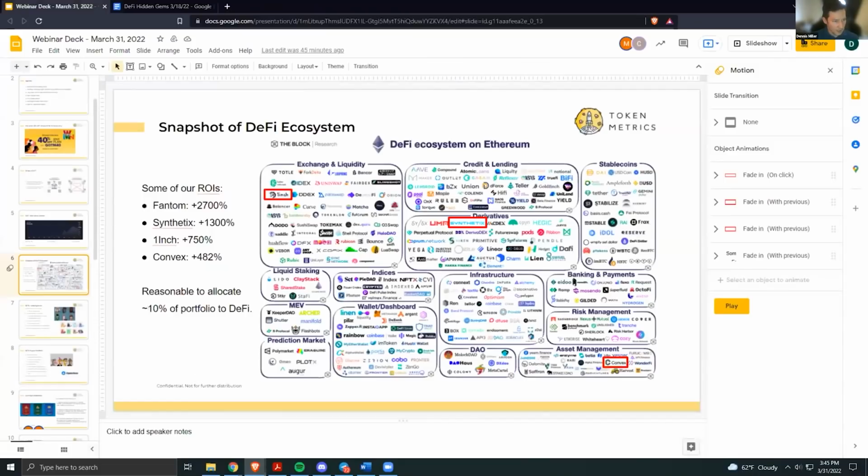And Mehdi was alluding to this, but I think we found it reasonable to allocate roughly 10% of your portfolio to DeFi. And I hope you enjoyed that quick overview of the space, and I hope to interact with you guys in the future.